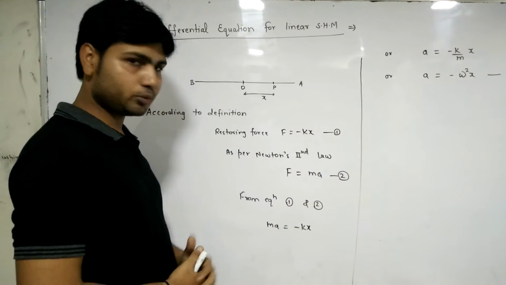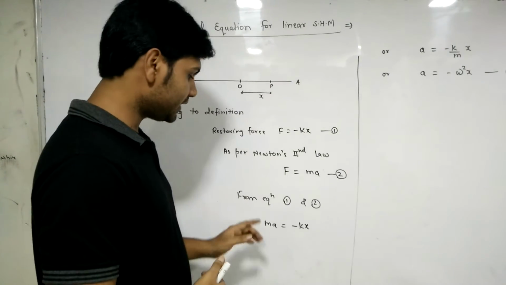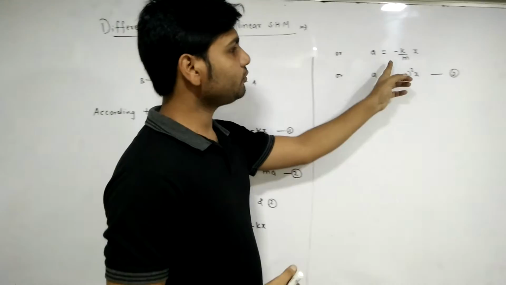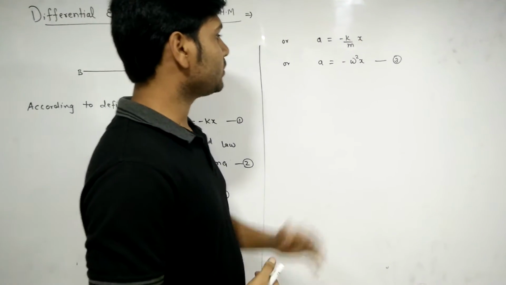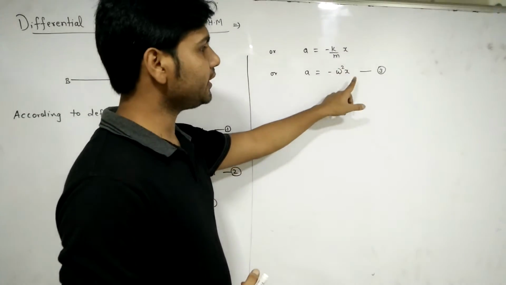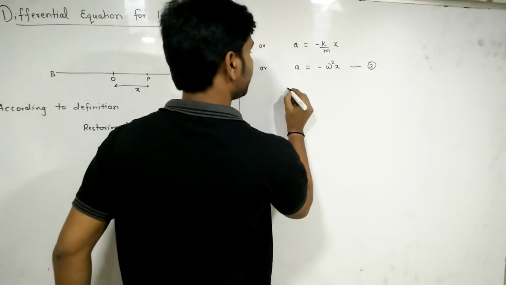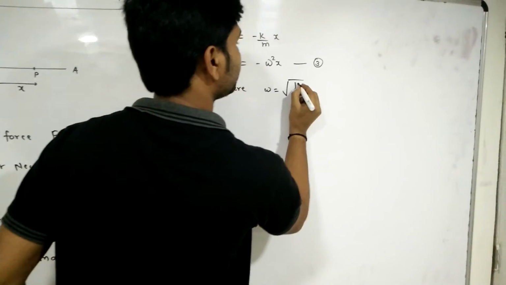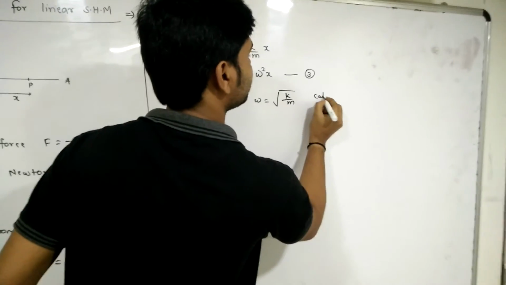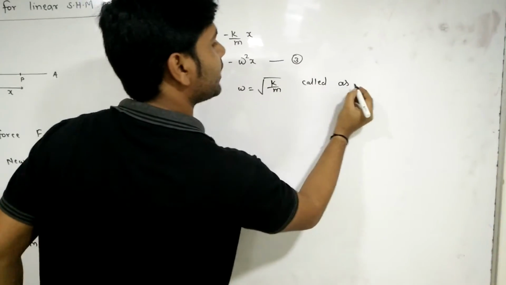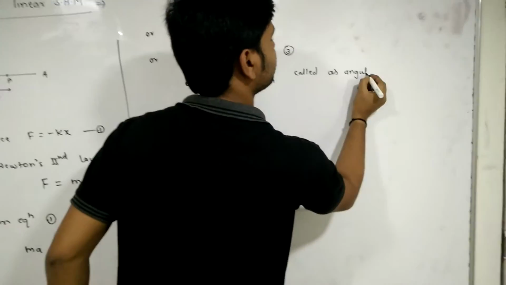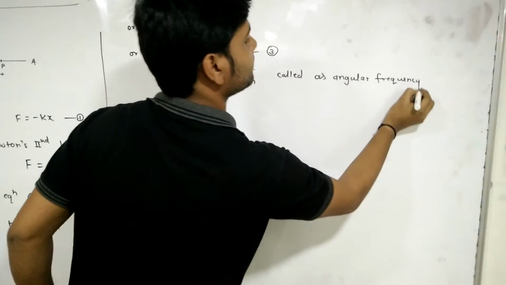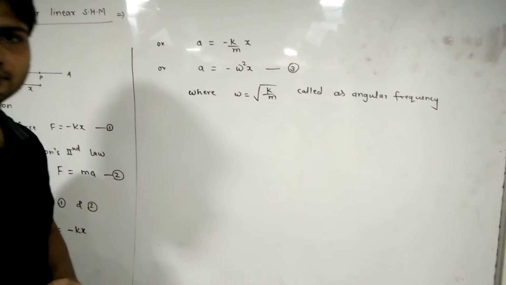From equation number 1 and 2, as both are the expression of the force, we can write mass into acceleration is equal to minus k into x, or A equals minus k by m into x, or A is equal to minus omega square into x, where omega is equal to root of k by m, called as angular frequency. Let this be equation number 3.